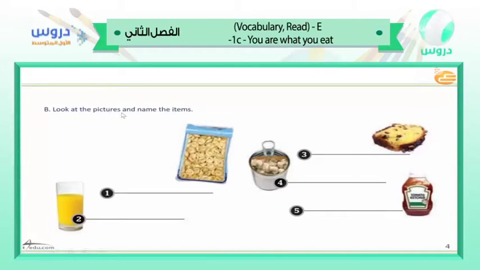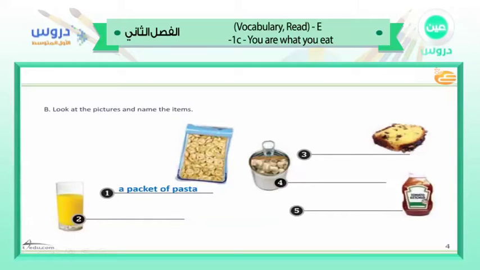B. Look at the pictures and name the items. This is picture number 1. What do you think? What is inside? What can you see? It's a pasta. Exactly, pasta. So, what can we say? What is it? A bottle of pasta? A can of pasta? A packet of pasta. Exactly, a packet of pasta.